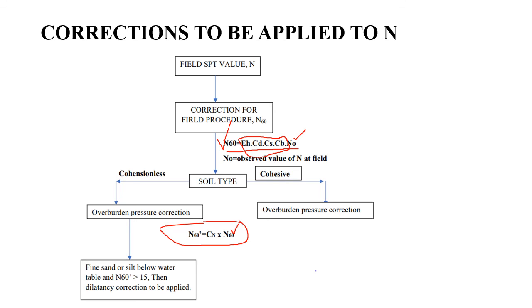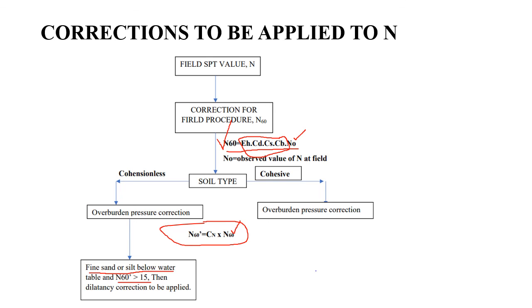Now let's see what happens to cohesionless soils. For cohesionless soils also, you apply the overburden pressure correction using the same equation. After that you have to see two things: whether your N60 dash is greater than 15 or not, and whether your soil is fine silty sand or silty sand below the water table. If these two conditions are met after applying the overburden pressure correction, then you need to apply the dilatancy correction.